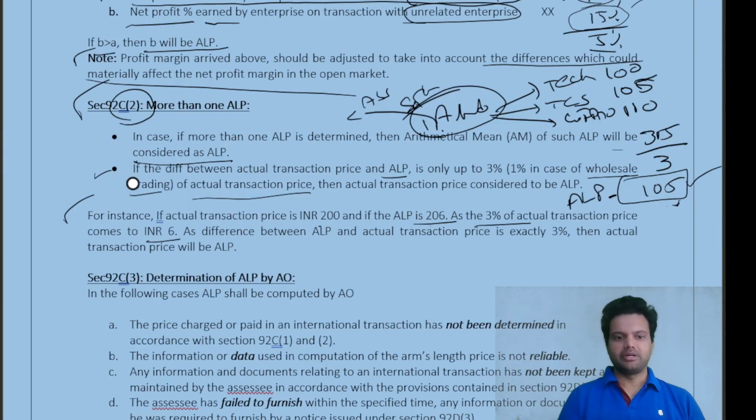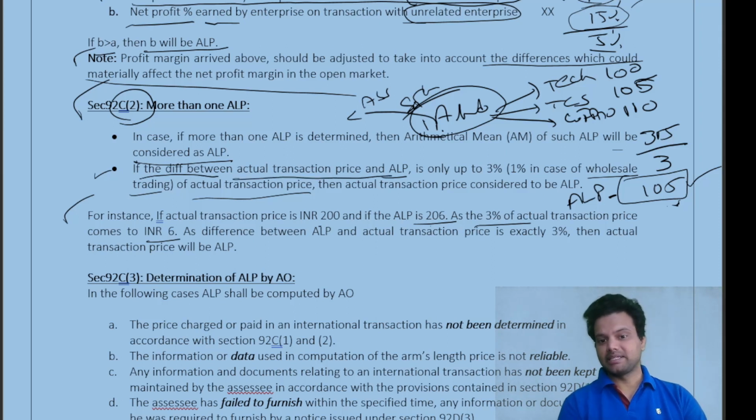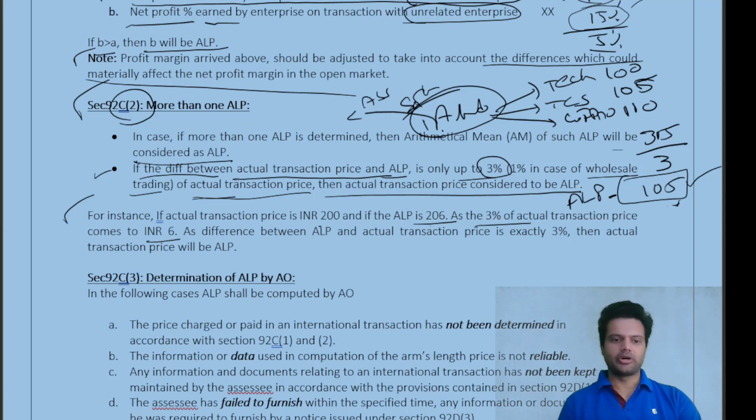Now we'll see point number 2. If the difference between actual transaction price and ALP is only up to 3% of actual transaction price, then actual transaction price can be considered as the ALP. So what does this point mean? I gave you an example for better understanding. For instance, if actual transaction price is 200 and ALP is 206, 3% needs to be applied on the actual transaction price, which is 200. This comes to around 6 rupees.